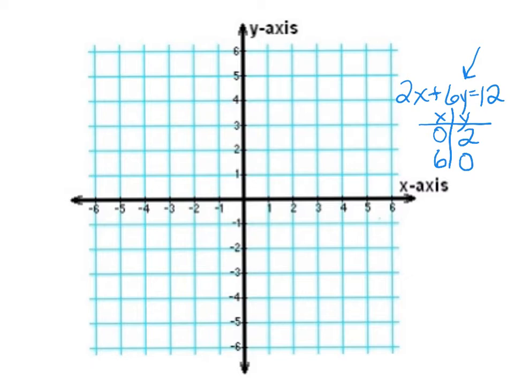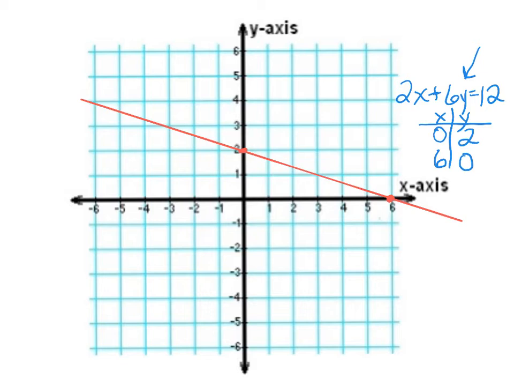Then if I want to go through and graph that, I'm going to put a dot at 0, 2. I'm going to put another dot at 6, 0. And then I'm going to draw a straight line in between those 2 points. When I draw my line in between those 2 points, you can see that now I have that.